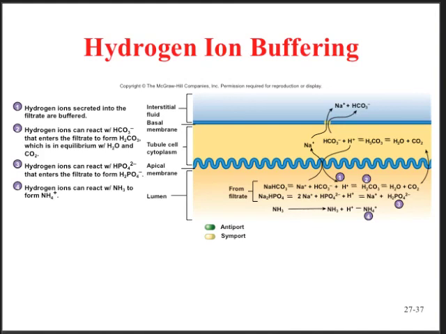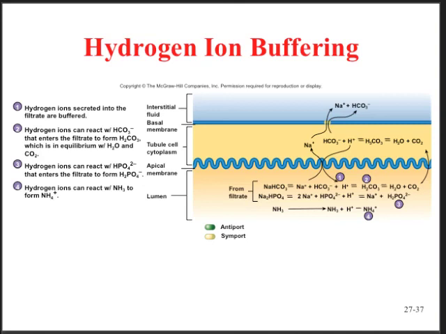Now, how do we buffer these hydrogen ions? Hydrogen ions are secreted into the filtrate and they are buffered. They can react with bicarbonate that enters the filtrate to form carbonic acid, which is in equilibrium with water and carbon dioxide. The hydrogen ions can react with phosphate anion that enters the filtrate to form phosphoric acid. Hydrogen ions can react with ammonia to form ammonium cation, and all of this can be secreted in the urine flow.